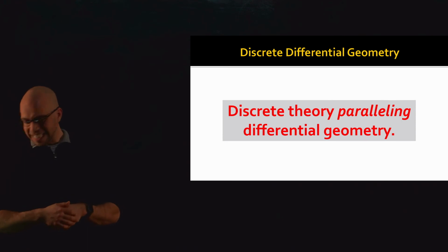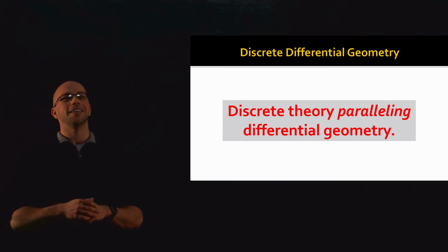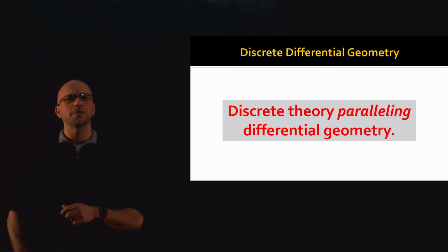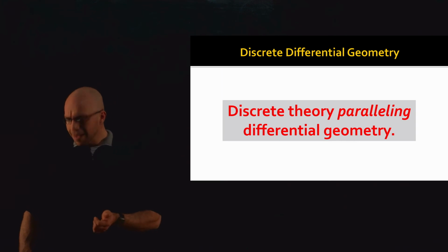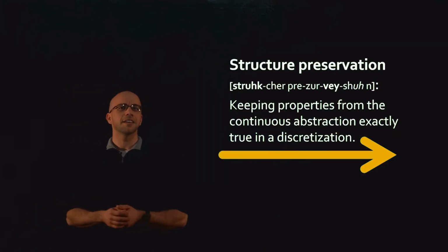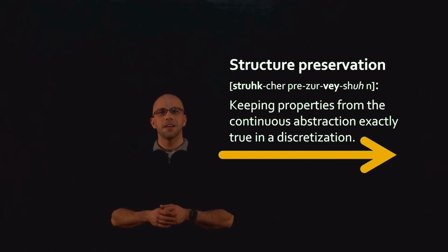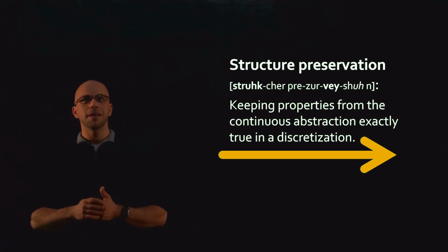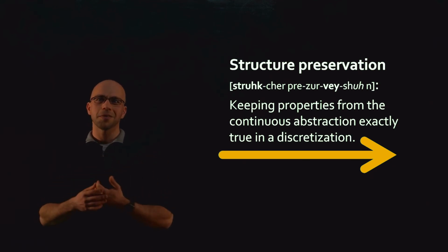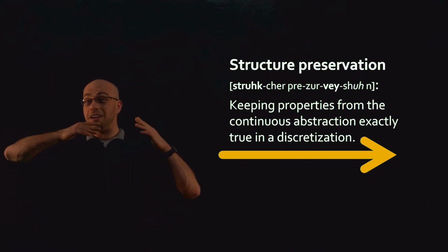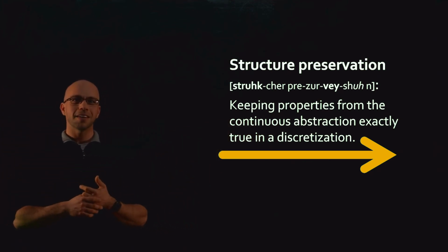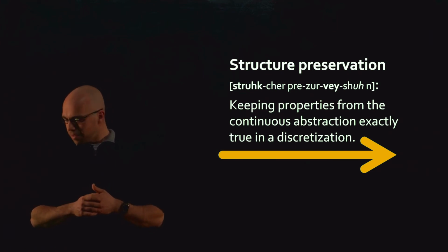In particular, DDG is a discrete theory paralleling the theory of differential geometry. So we'll talk about that a lot in the first third of 6838. The basic idea here is to study an idea called structure preservation. This is a really interesting idea that arose in the last 20 years or so, which is the idea that maybe rather than just approximating notions like curvature on a triangulated domain, I'm going to define a new notion of curvature on a triangulated domain that preserves properties from the continuous one. So let's see what we mean.